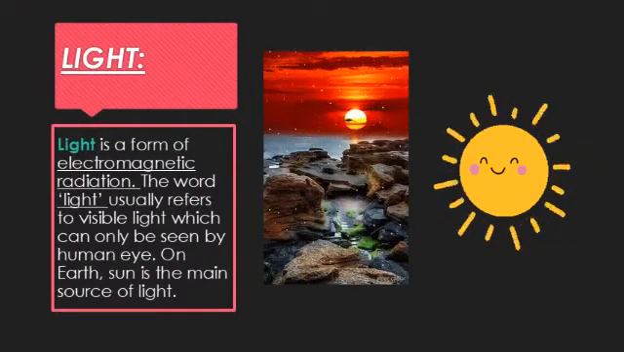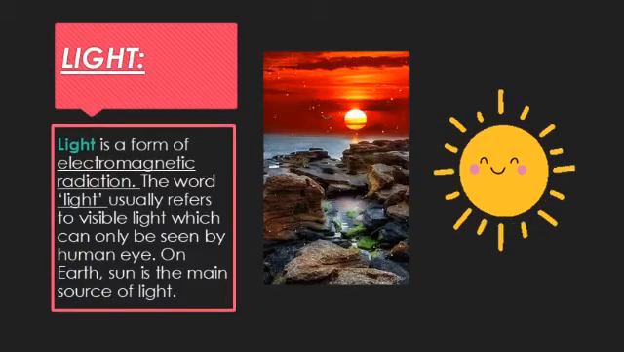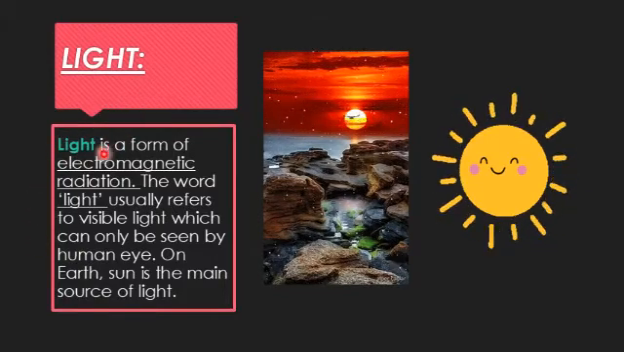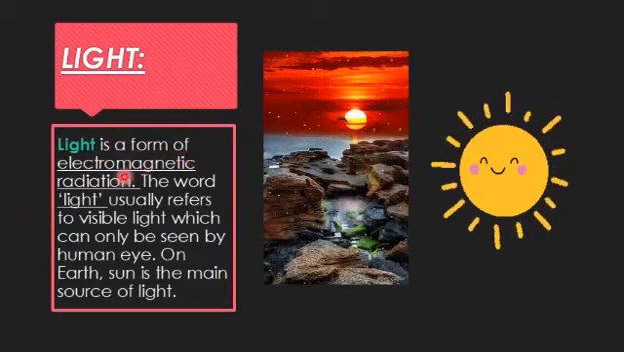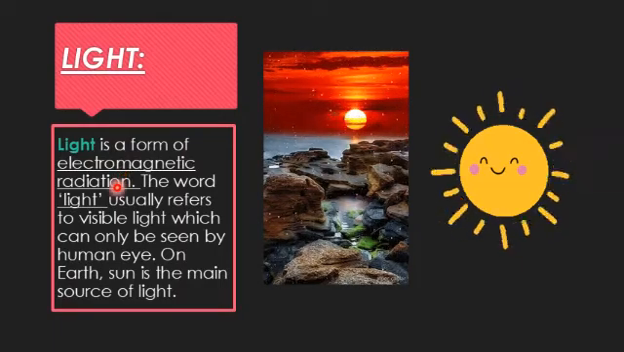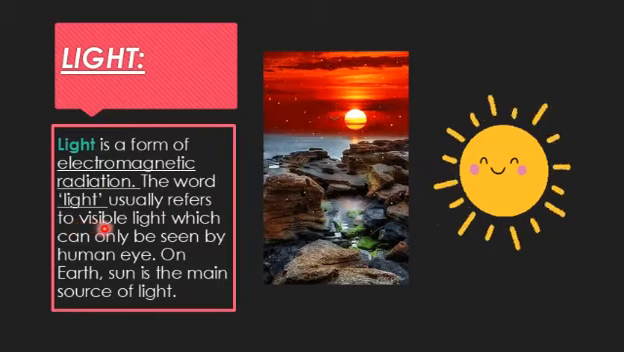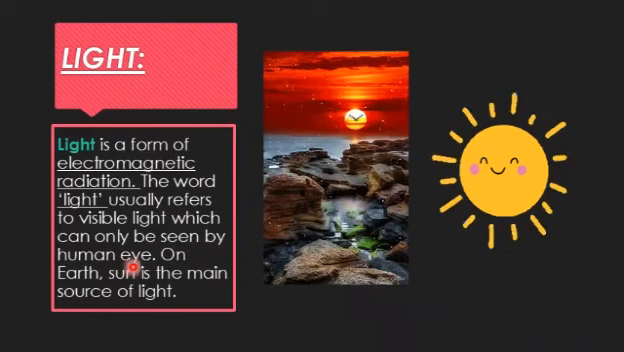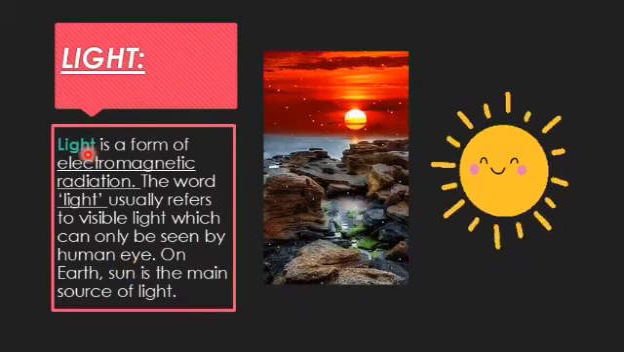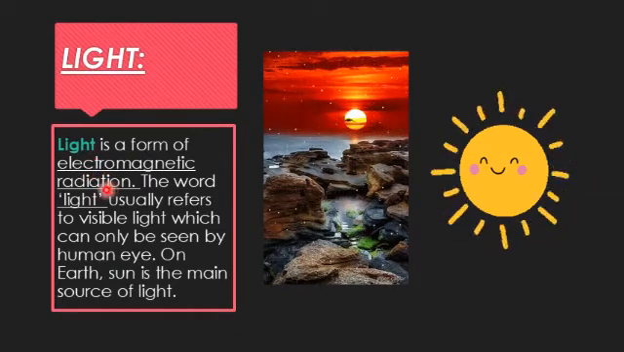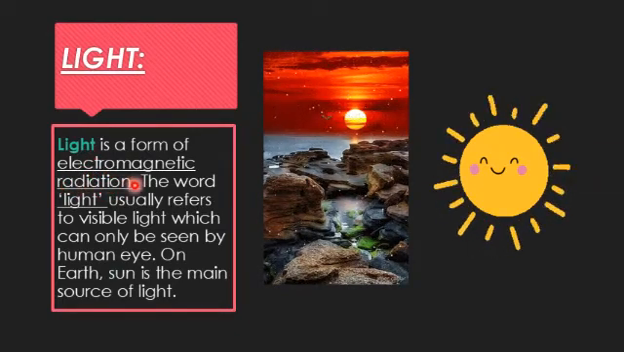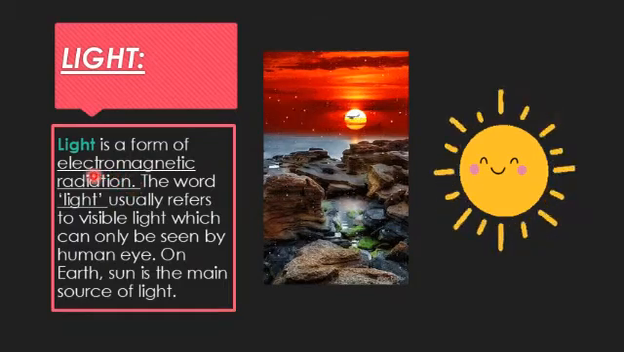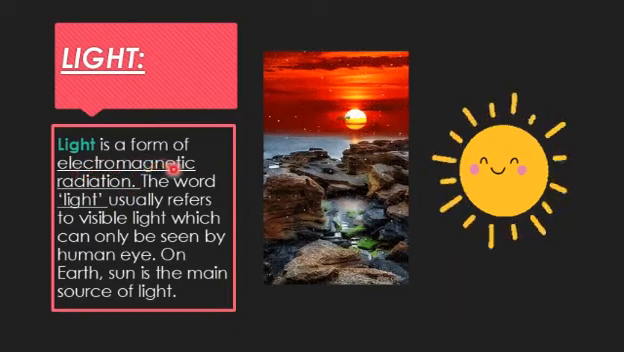So here you can see we can define light. Light is a form of electromagnetic radiation. The word light usually refers to visible light which can be seen by the human eye. So light, dear students, is a form of energy, or you can say radiations. They travel in the form of radiations, and these radiations are affected by electrical and magnetic components.